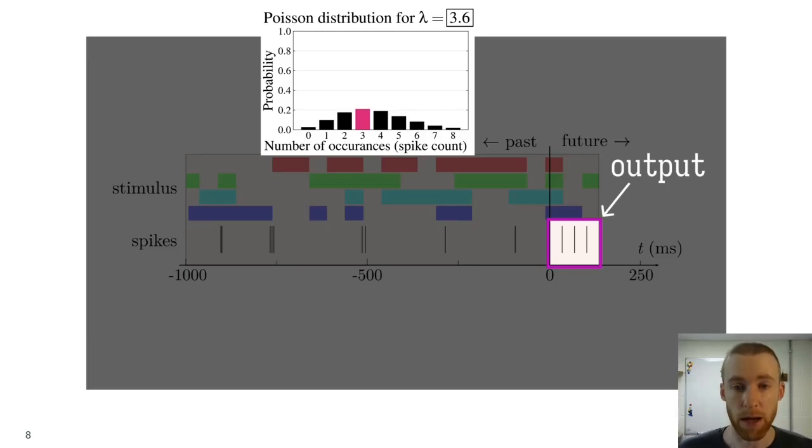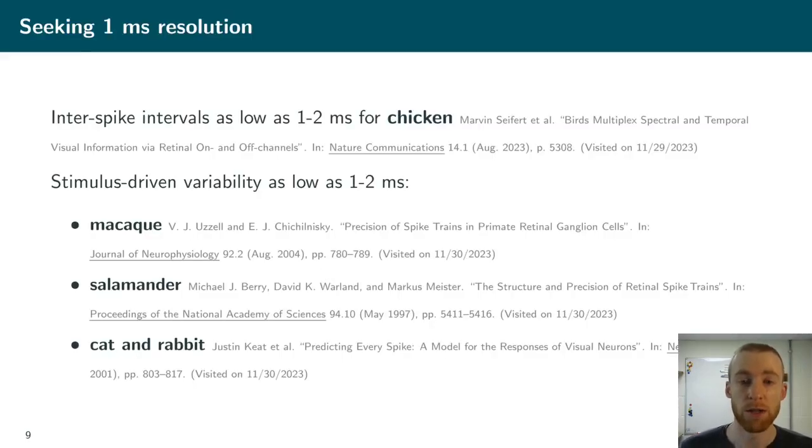When working with spike counts, the interval length over which spikes are summed is a hyperparameter that impacts training and inference. The desire to have predictions with high temporal resolution encourages the choice of a shorter summation interval. Now, how short do you want to go? Well, chicken retinal ganglion cells have been shown to have inter-spike intervals as low as 1 to 2 milliseconds. And in terms of jitter, a number of studies on various animals has observed cells that reliably spike in response to stimulus with a jitter as low as 1 to 2 milliseconds.